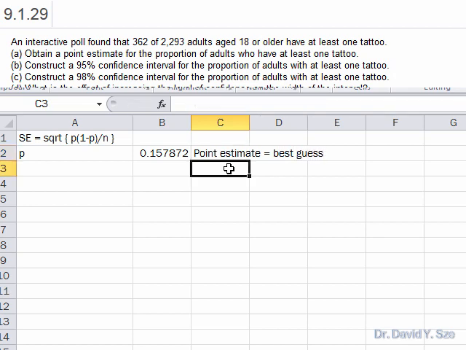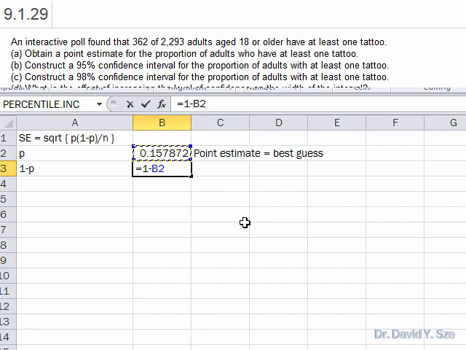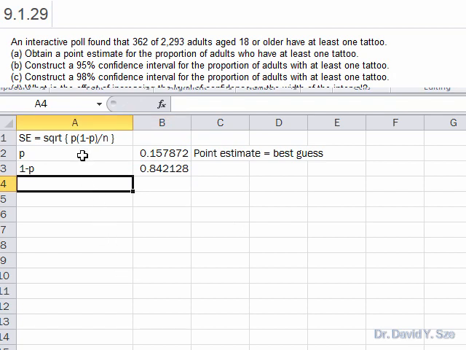If I were to ask you what percentage of people have at least one tattoo, you would look at your study and say, my best guess is 15.8%. Your best guess would be whatever your experiment measured. Let's do the other items now. 1 minus p, that's equal to 1 minus, and I'm going to click on the cell. That's a lot better than typing in a number and rounding. I need p, 1 minus p, and n. N is the number of adults, 2293.